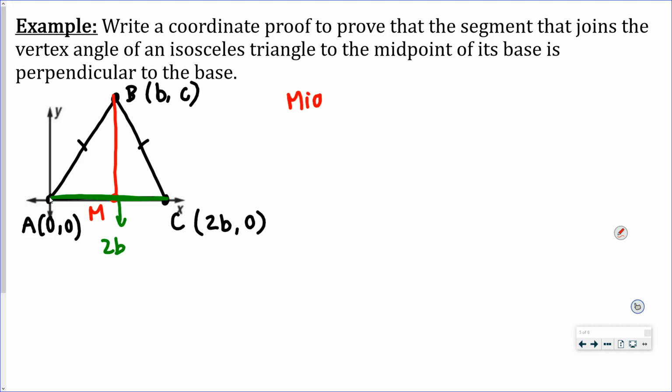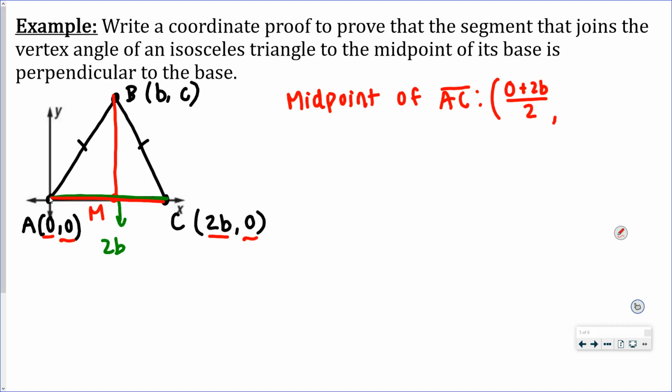I know a lot of you could figure this out without doing the formula, but this is good review of the midpoint formula. How I'd find the midpoint of AC, this segment, is I add the x coordinates, so 0 plus 2b, and divide it by 2, halfway.